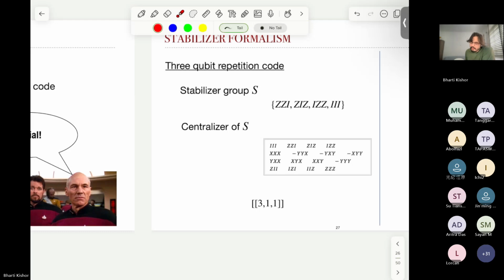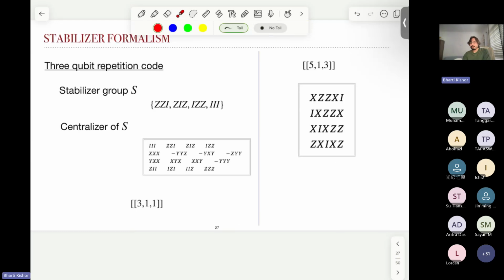Okay, so in the stabilizer formalism, the stabilizer group for the repetition code is given by ZZI, ZIZ, IZZ, III. So this was the stabilizer group. The centralizer can be computed from it. In the [[n,k,d]] notation, it's like a [[3,1,1]] code.